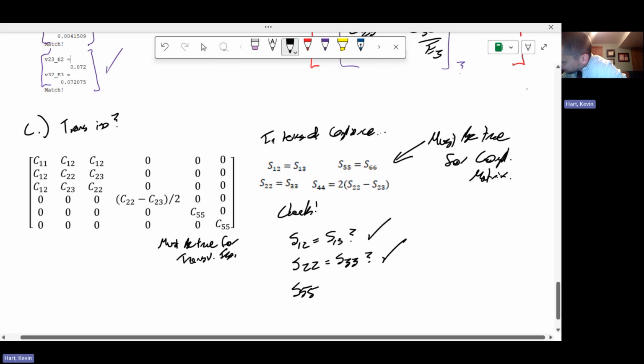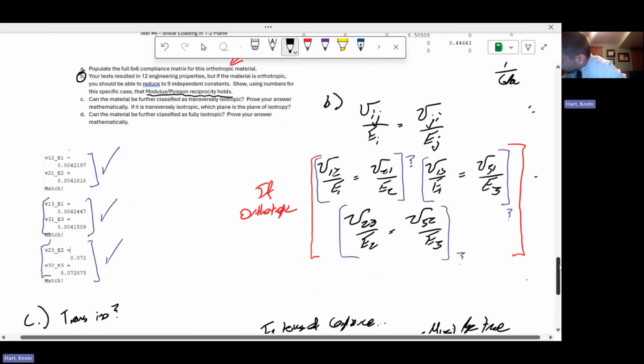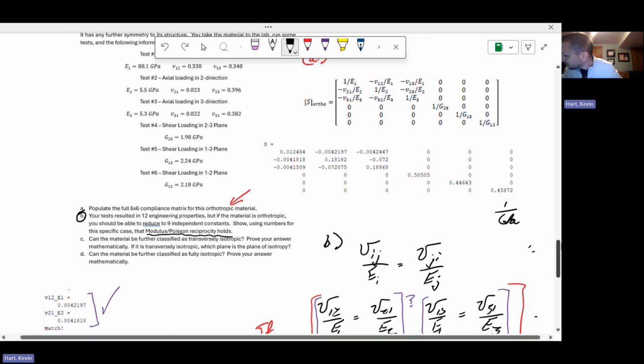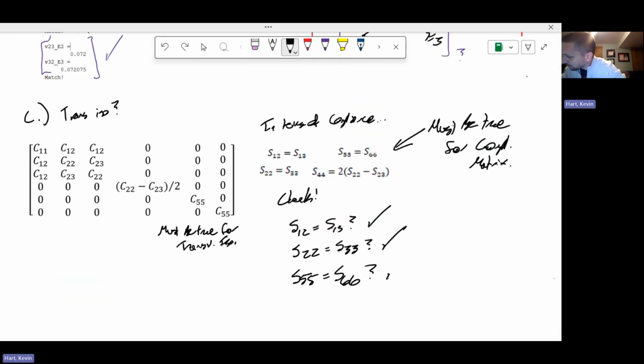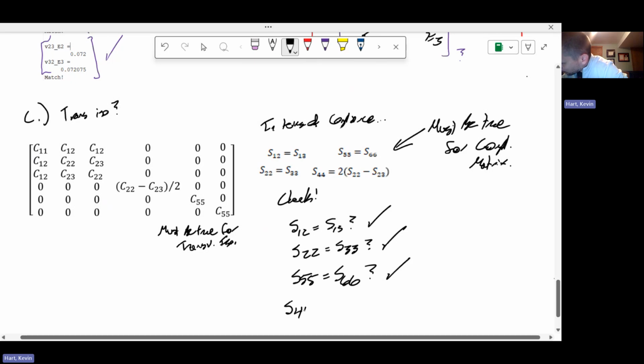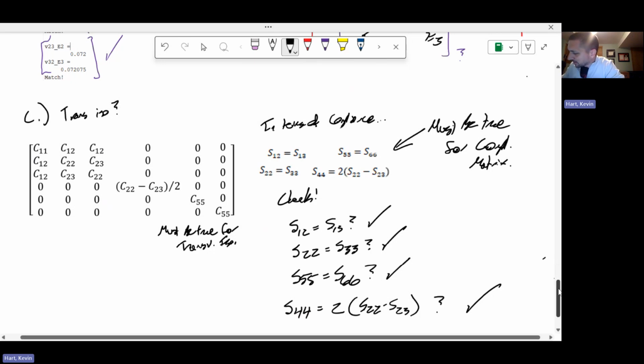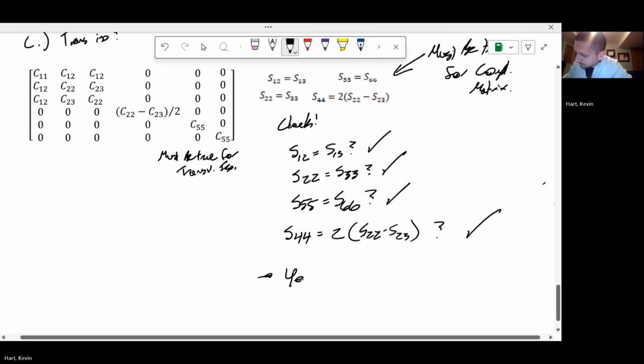Is S55 equal to S66? Let's go up and take a look. Is S55 equal to S66? Yeah, again, those are pretty close, within like a percent or so. Last thing you'd have to check is S44 equal to 2 times (S22 minus S23). That's something you'd have to check, but again, it checks out. I'm not going to go through the math here, but it would work. So yeah, if all four of these conditions are met, then yes, it is transversely isotropic.